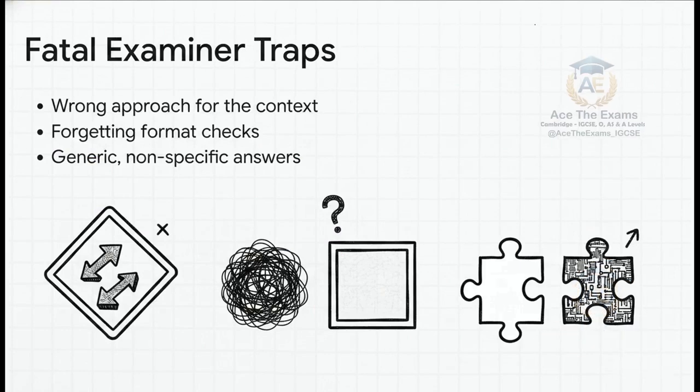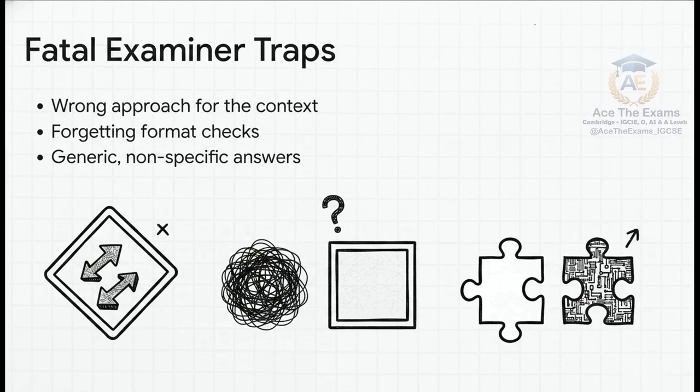And finally, I have to reiterate the top 3 fatal examiner traps that you must proactively defend against on test day. Trap 1, using the wrong approach for the context. This is the skew versus parallel trap we just dissected. Don't fall for it. Trap 2, forgetting your format checks. Leaving your final answer as an incredibly messy string of mixed mathematical notations instead of a clean, clearly defined vector equation.